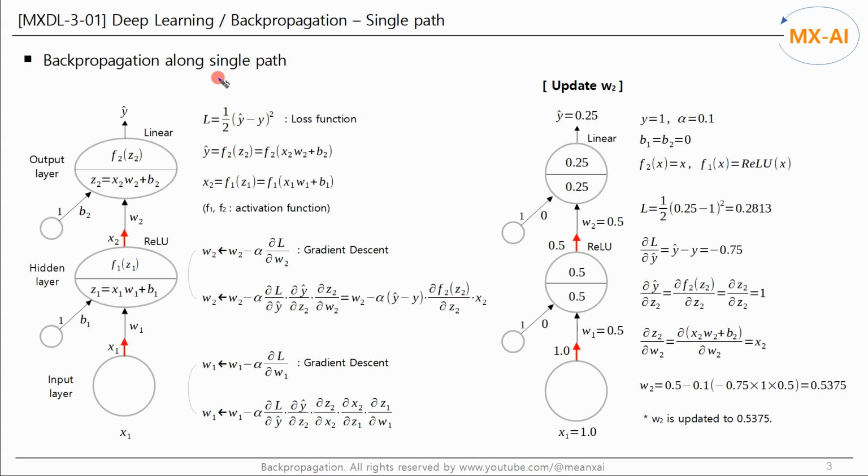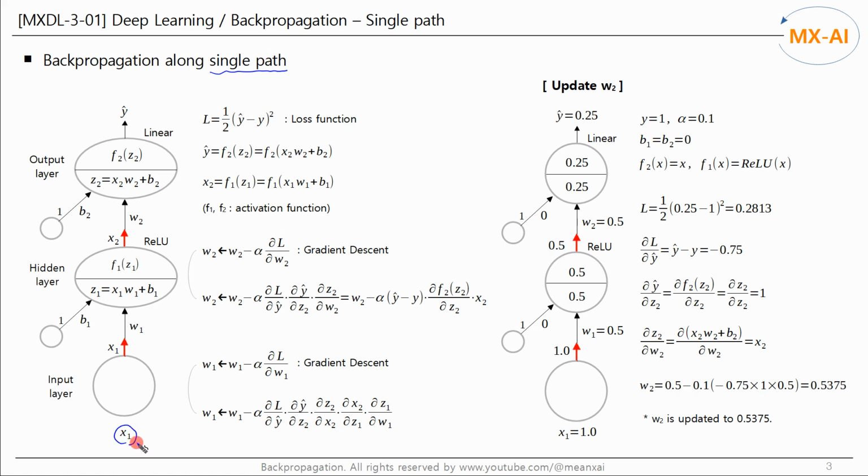Let's look at the process of error backpropagation along a single path. Let's take the simple neural network below as an example. This is a multi-layered perceptron consisting of an input layer, a hidden layer, and an output layer. And each layer has only one neuron. The lower and upper neurons are connected with one weight W. Let's see how the error propagates backwards through this network.